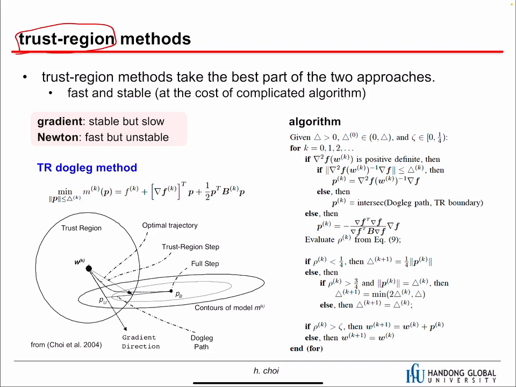So the trust region method is in between these two, so that we can take only the good things from the gradient method and the Newton method, because the gradient method is stable but slow, and Newton method is fast but unstable. I'm not going to go through this algorithm, but if you're interested, then you can study the trust region method.